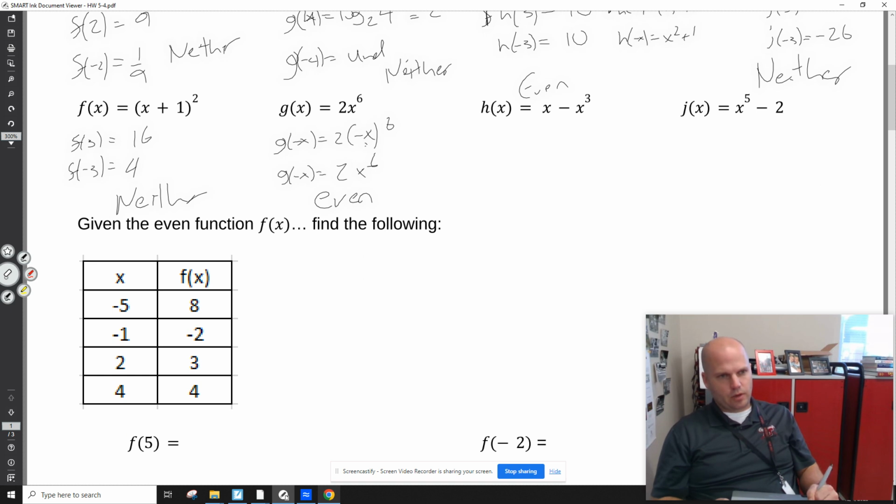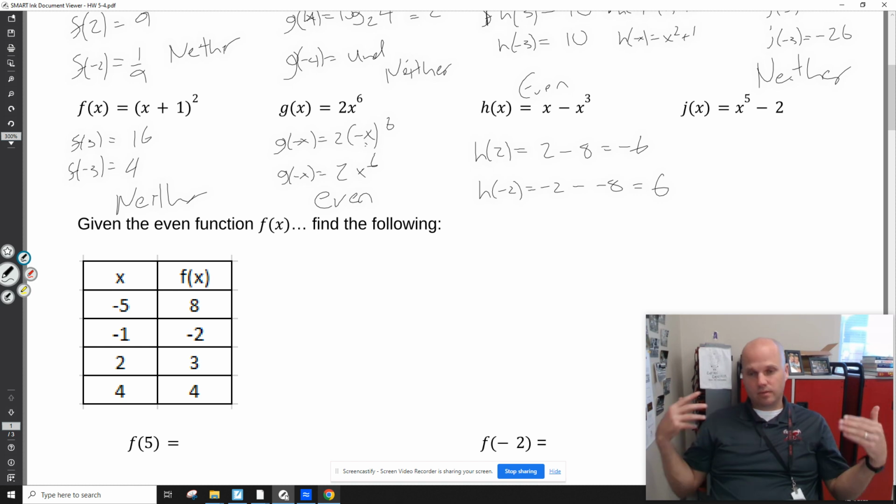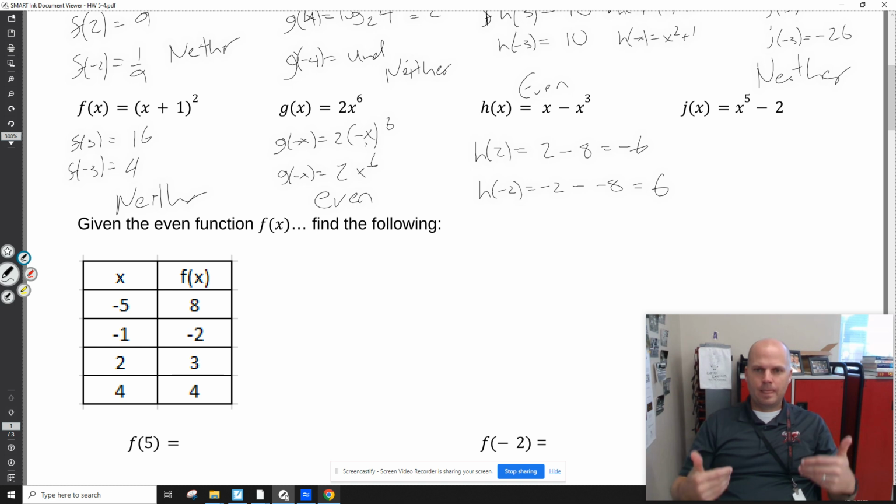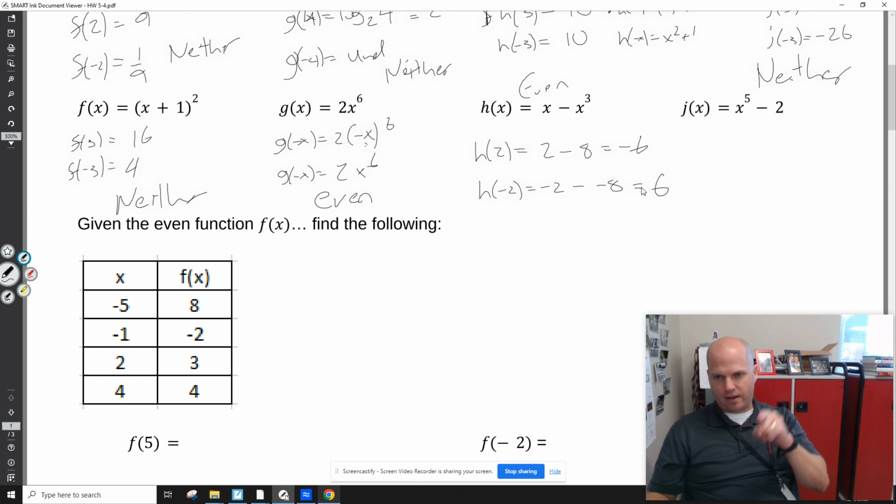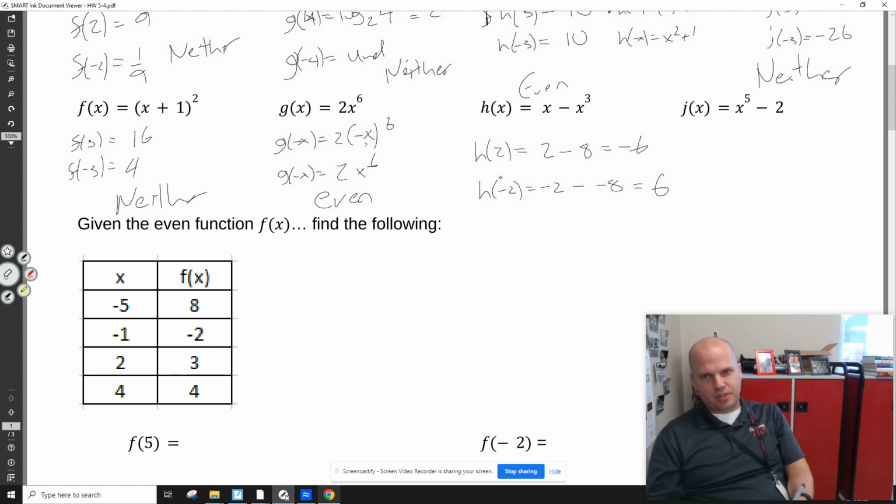Let's, again, double check with numbers first. Let's try 2. Let's try negative 2. Boom. Okay, now you got to keep track of like negative 2 cubed is negative 8. I have minus negative 8, that's positive 6. I see the opposite values. I'm thinking odd because at opposite x's, I get opposite y's.